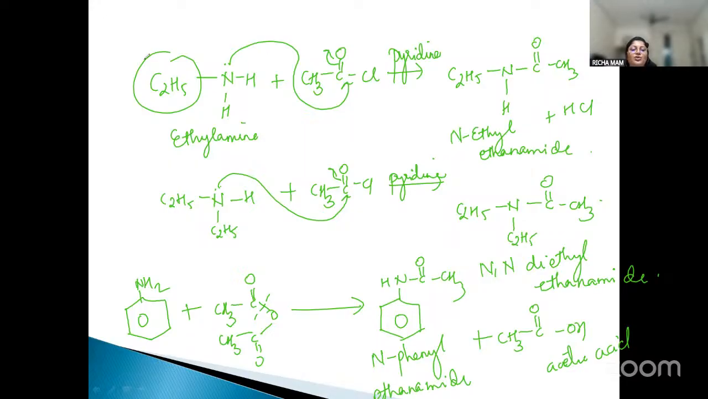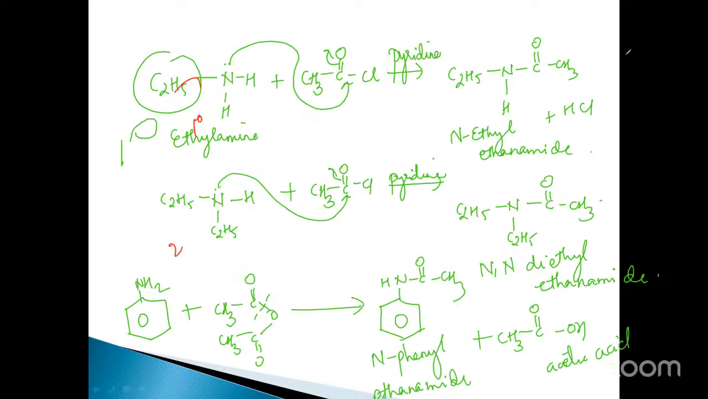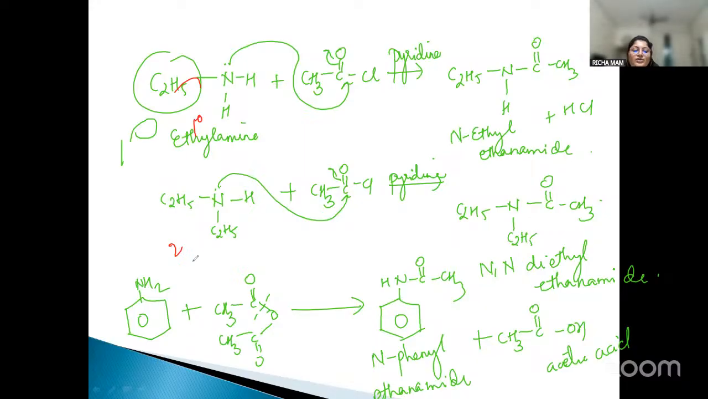Is it clear? So what you have to remember in acylation: tertiary amines do not undergo acylation. I have taken the example of primary amine. This is a primary amine. This is a secondary amine. So tertiary amines do not undergo this acylation, only primary and secondary will undergo, because in tertiary we will not have any replaceable hydrogen atom bonded to the nitrogen atom. Here you have hydrogen atoms, right? So this can be replaced. But when you see the tertiary, there is no replaceable hydrogen atom. So we are not using tertiary amine.